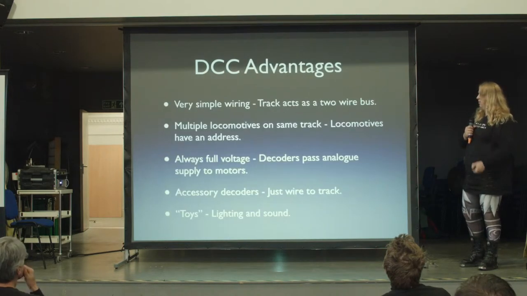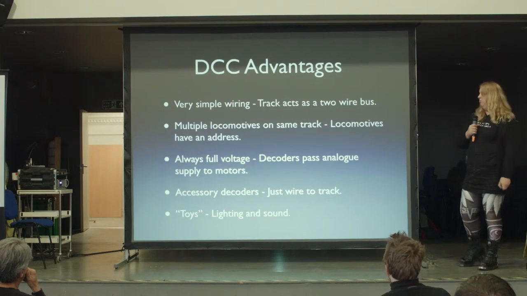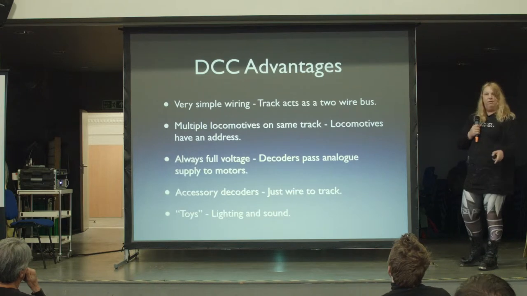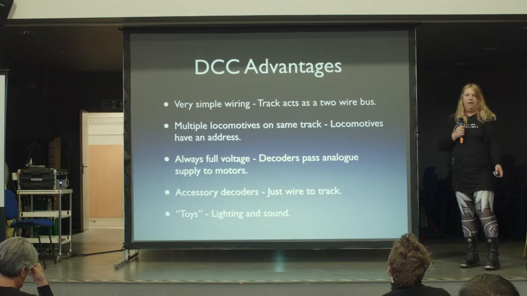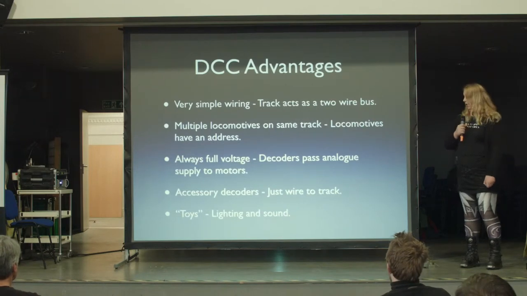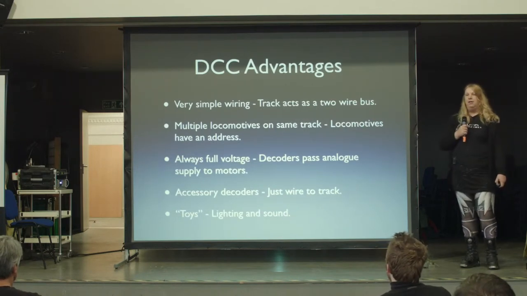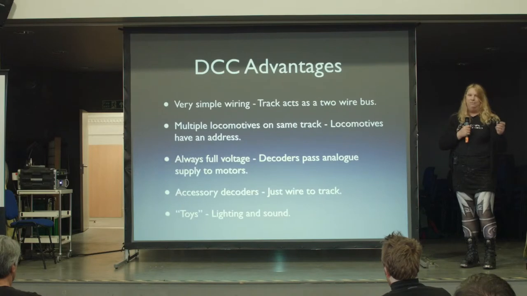So, simple wiring, you've just got two wires. Multiple trains, no problem, they've got their own address. Always full voltage, because it's not the voltage from the track going to the motor. Signals and lights and everything else, you just have different decoders that control them that you wire up to the track. And you can add things like, in modern ones, small speakers and sound samples, and lighting and everything like that.